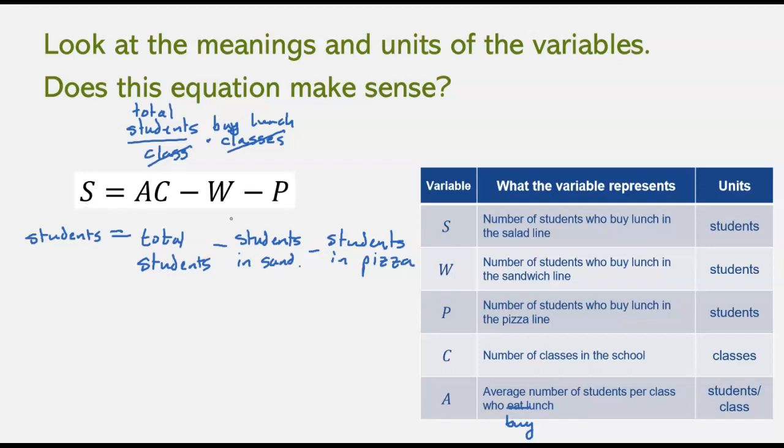The students S, students in the salad line, equals the total number of students who buy lunch minus the students in the sandwich line minus the students in the pizza line. Well, yeah, that makes sense because those are the only 3 lines, right? So if you added all of these 3 together, you'd get the total students. Or you can take the total students minus 2 of them and get the third one. So that does make sense in terms of the units and in terms of the story we're telling.